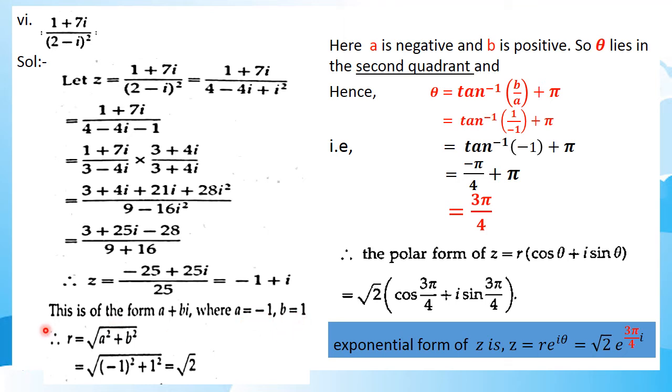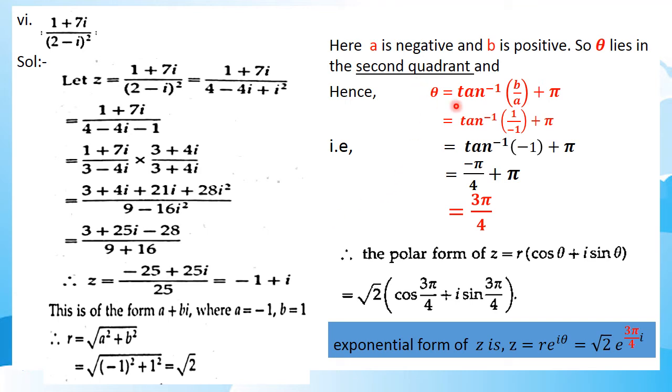And we can calculate the modulus. r is equal to root of a square plus b square, that is, a square plus b square. On simplification, we will get r is equal to root 2. Here, a is negative and b is positive, so theta lies in the second quadrant.